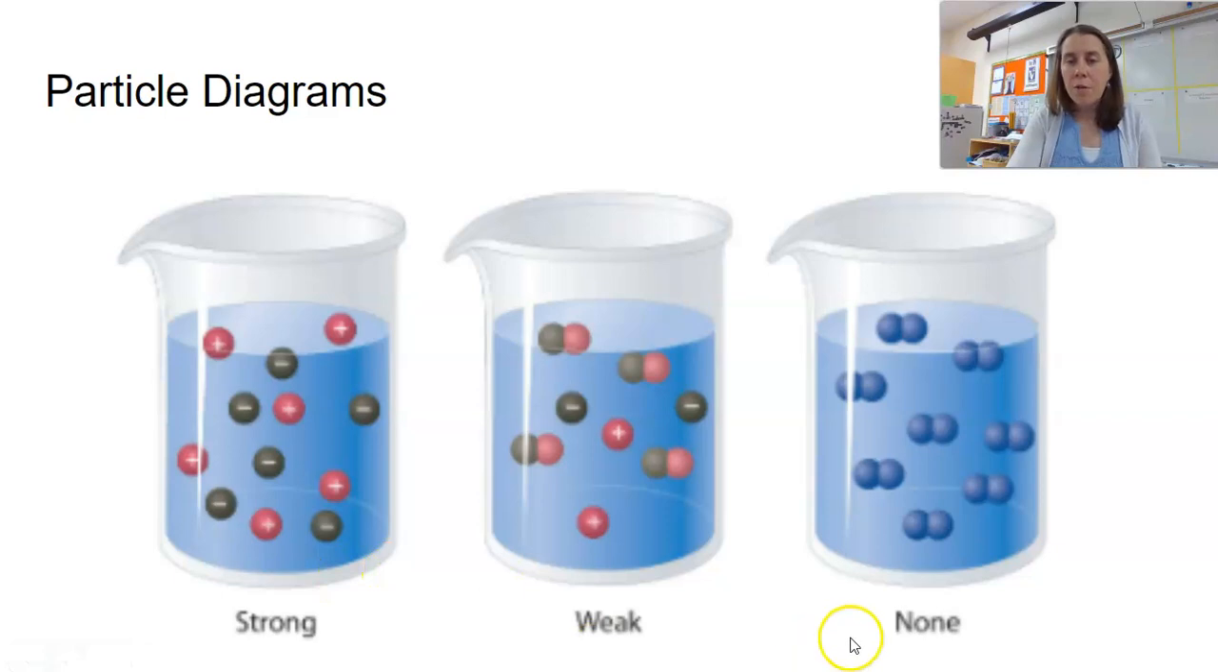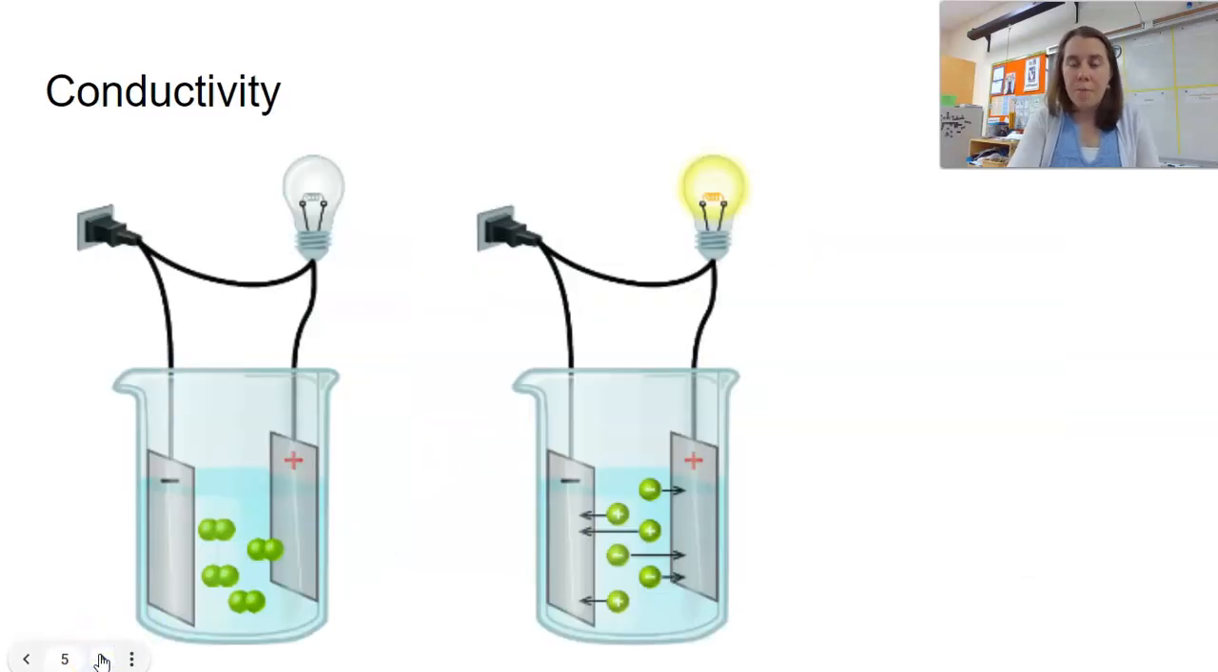Right? For weak ones, you'll have some that stay together, like is shown here, and then some will separate. But again, the number of positives and negatives has to be the same because they all came in pairs, right? And then for a non-electrolyte, it would just look like molecules floating around. There are no charges. There could be partial charges for it to dissolve in the water, but there will be no full ion charges.